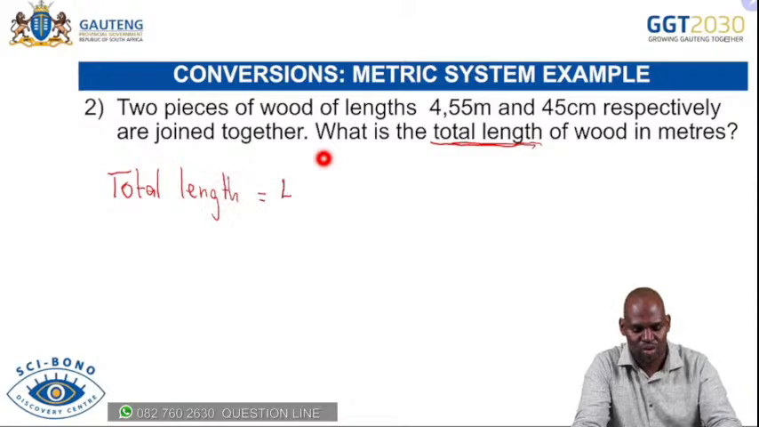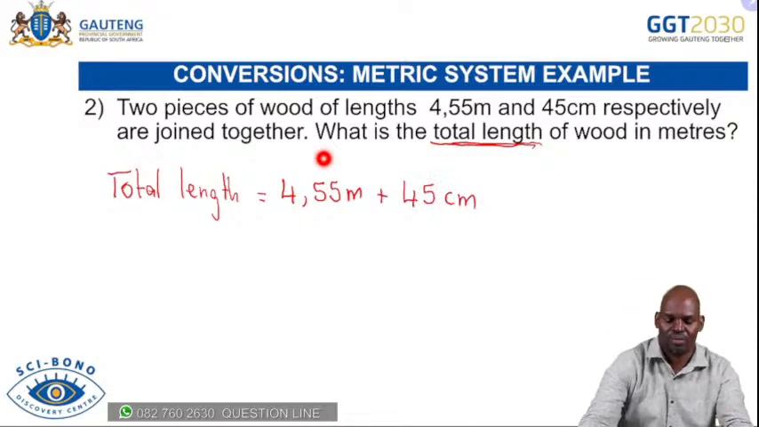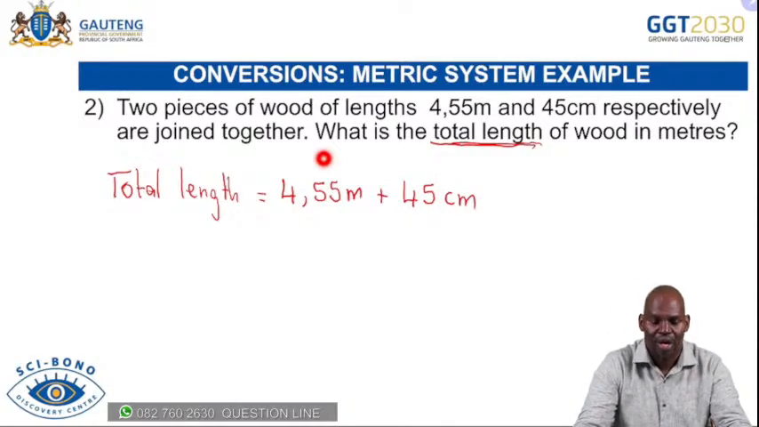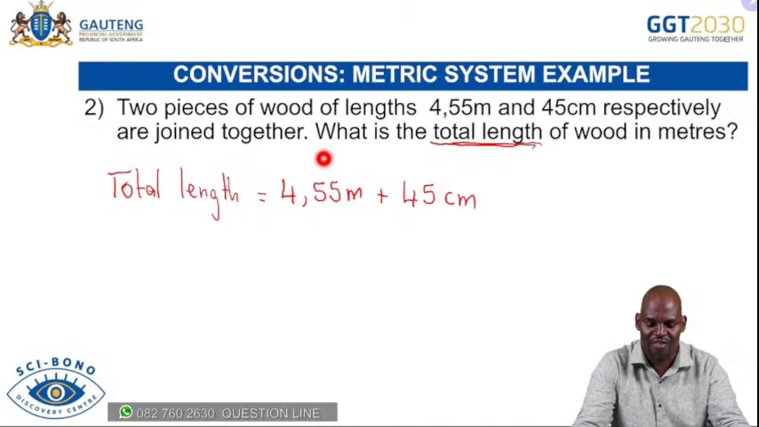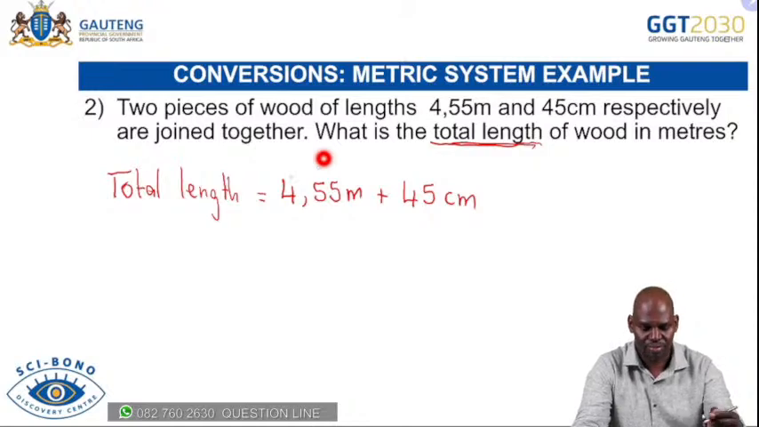It's equal to 4,55 meters plus 45 centimeters. Okay. Now when you add, can you say 4,55 plus 45? The answer is a big no. Because for this one you need to be careful. We can only add if the units are the same. You can only add if the units are the same.